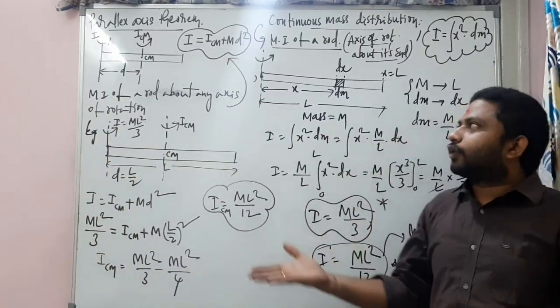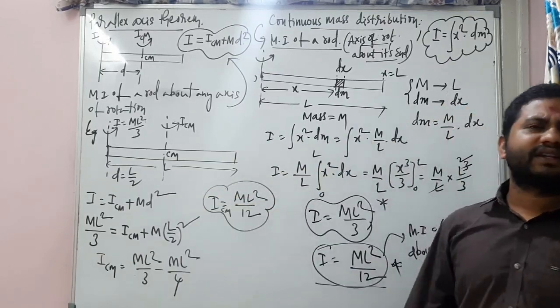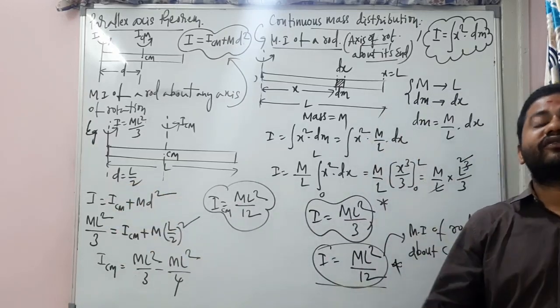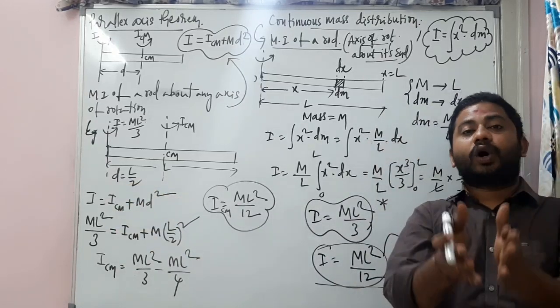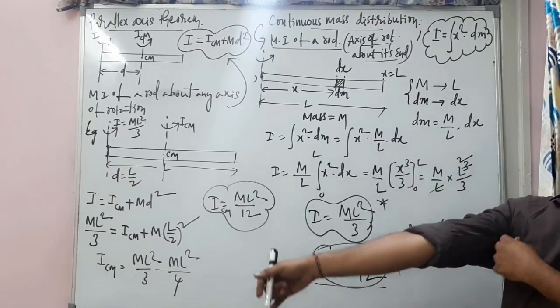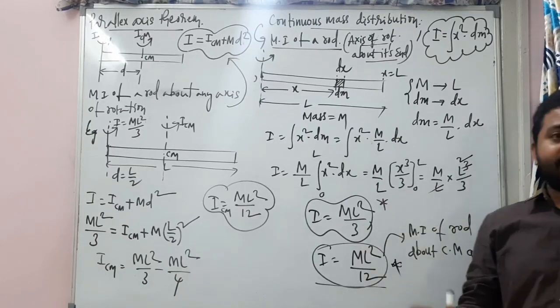About the axis of rotation, the value is changing. When this is the axis of rotation, the value of moment of inertia is different. When this is the axis of rotation, the value of moment of inertia is different. So that's called a tensor quantity. The conclusion of this is that moment of inertia is a tensor quantity. Right? That's it.